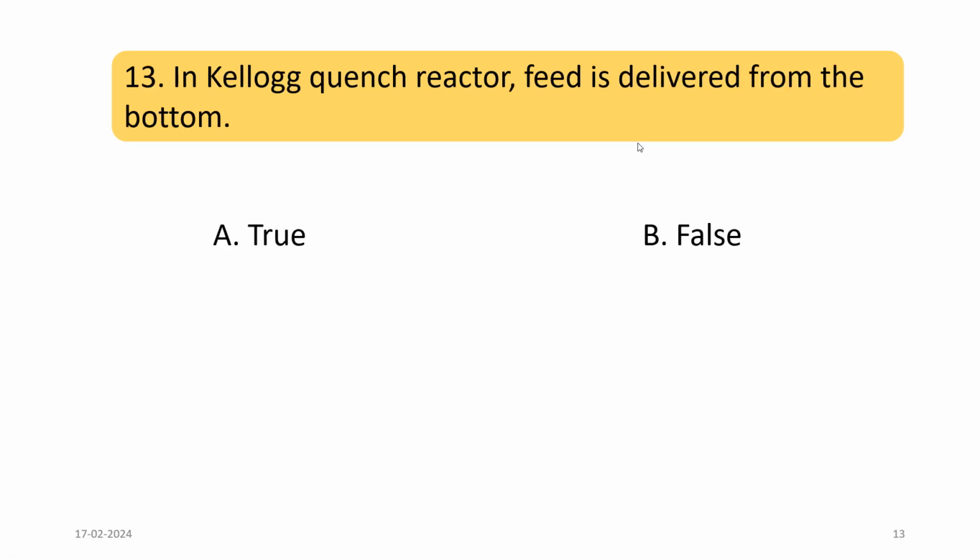Next is, in Kellogg quench reactor, feed is delivered from the bottom. In vertical Kellogg quench reactor, feed is delivered from the bottom. Is it true or false?